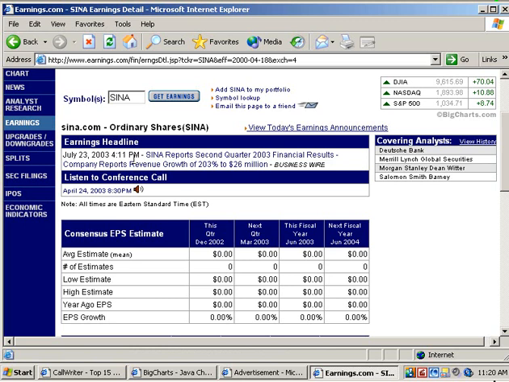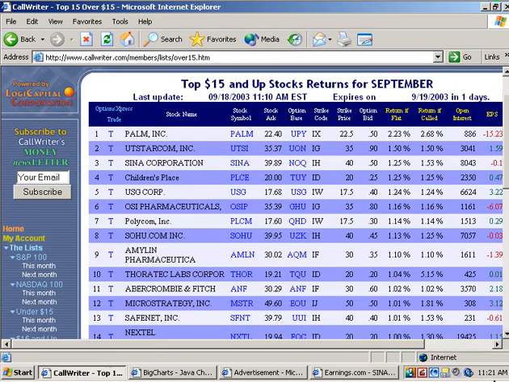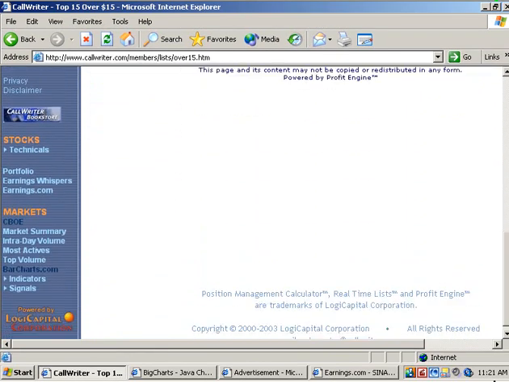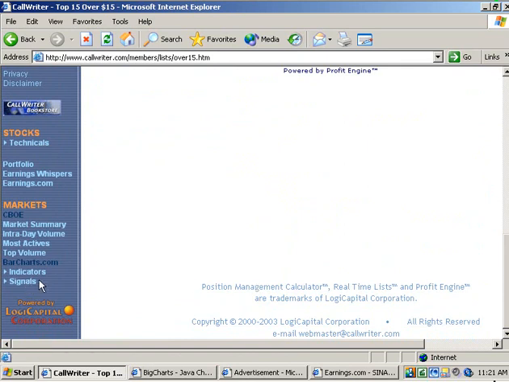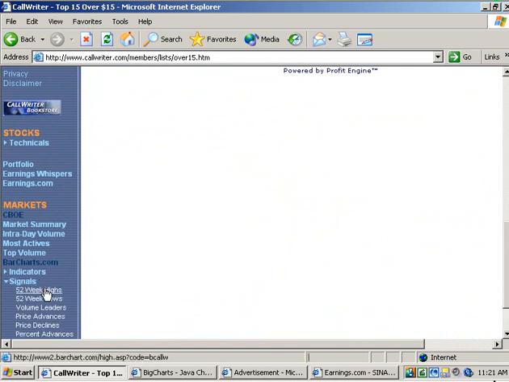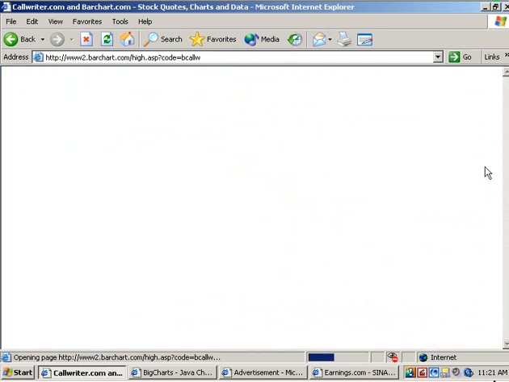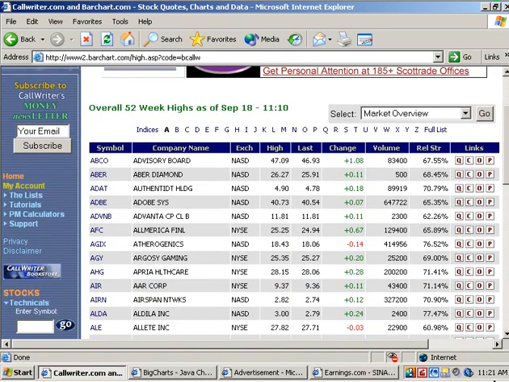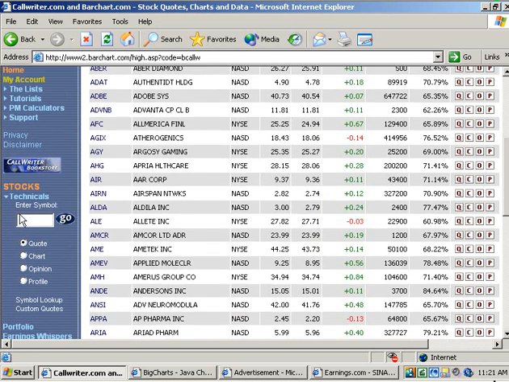And the next test is the opinion test. How do we go to the opinion test? Let's go back to our call right here. We want to scroll all the way down till we see signals, and we're going to click on the signals link. And we want to click on the 52-week high. On the left-hand side, you will see a blank where we can put in our stock symbol, which is SINA. Let's go ahead and do that. Then we're going to click on the opinion right there, and then we're going to simply hit the go button.